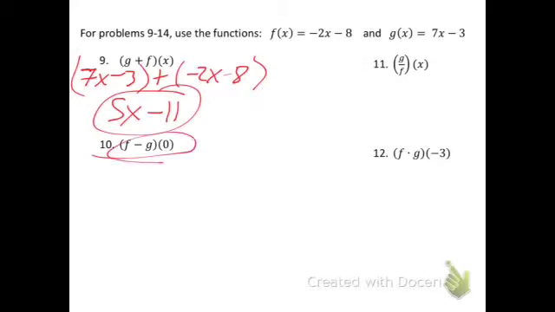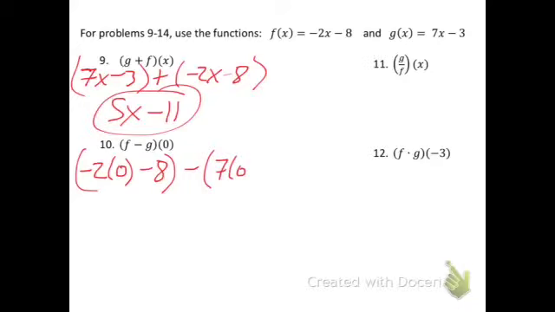On 10, notice how this one's different. It doesn't have an x here. It has a 0. And when you see that number after the function names, that says put that number in for all the x's. So if you want to do f minus g, you need to put zeros where those x's are. So there's no more x's. You're just going to put down 0 for your x's.